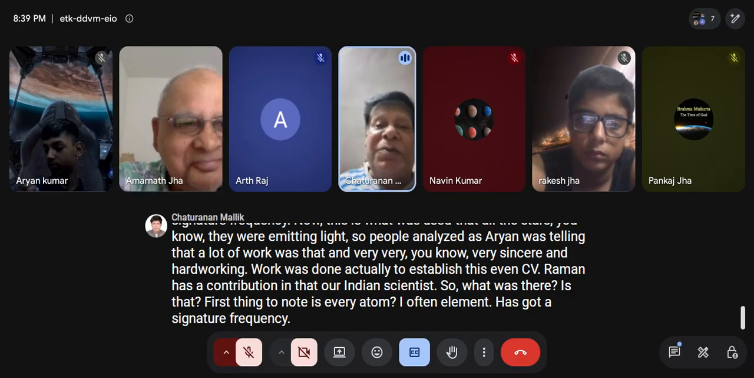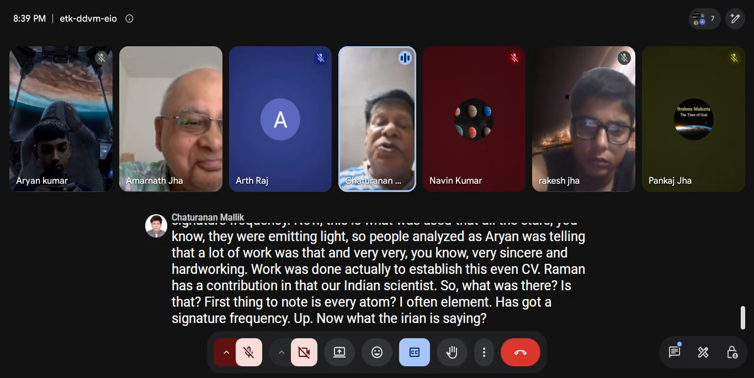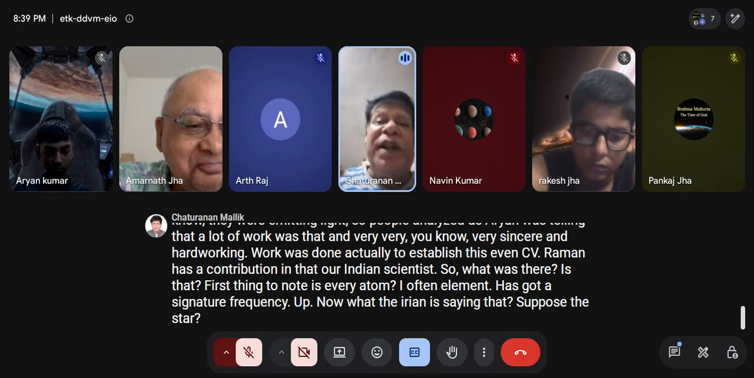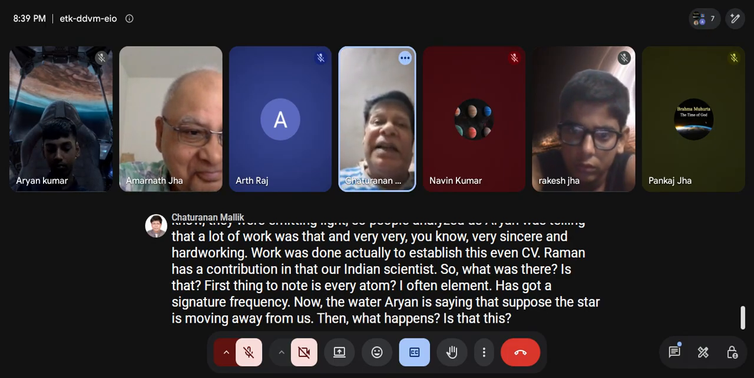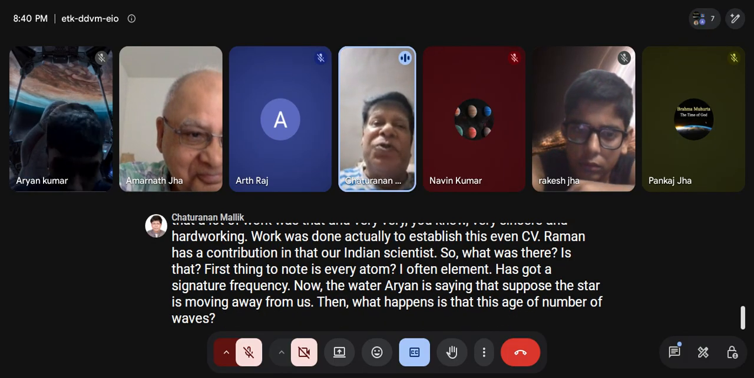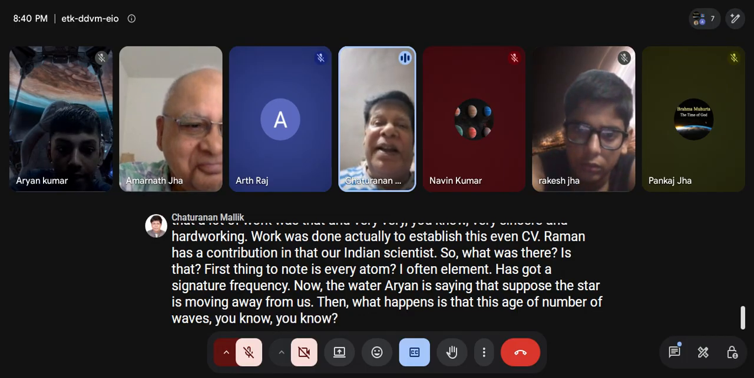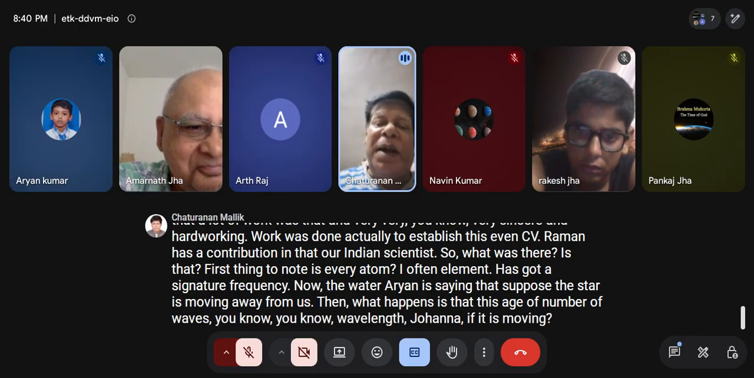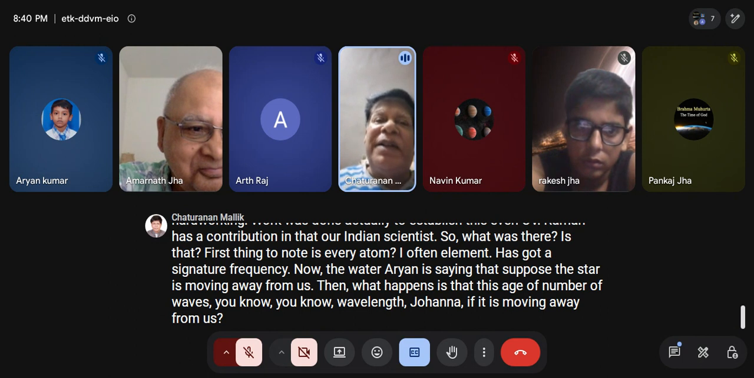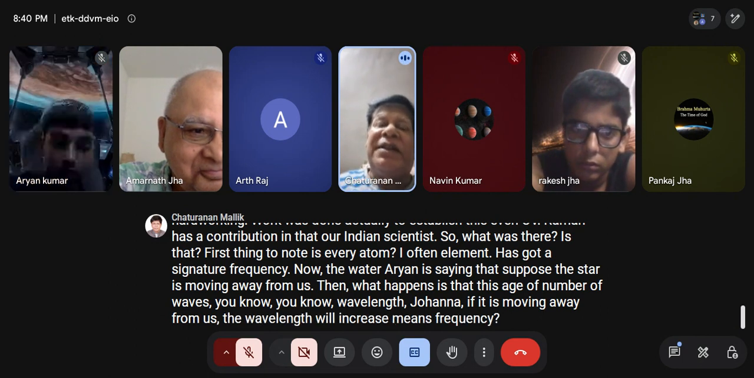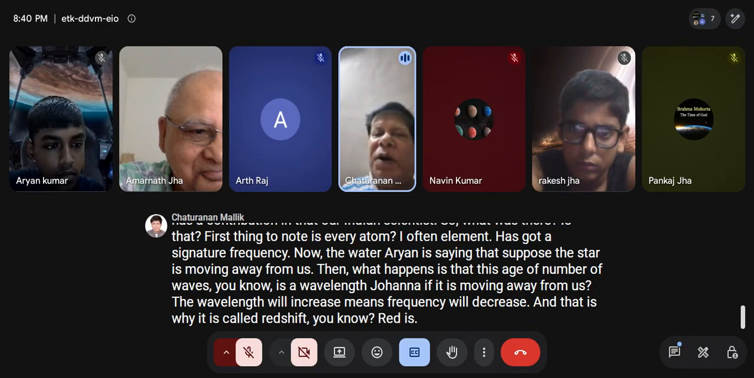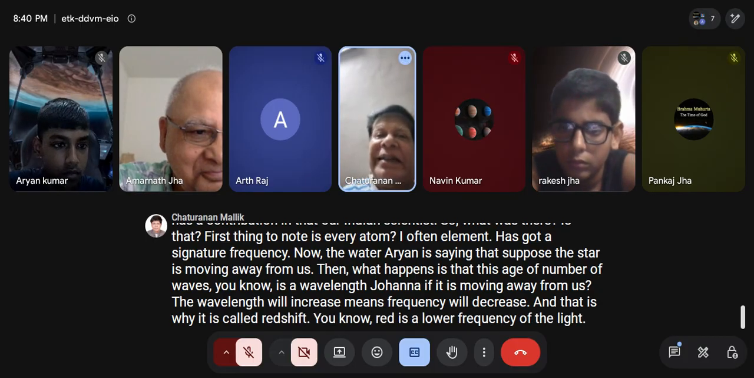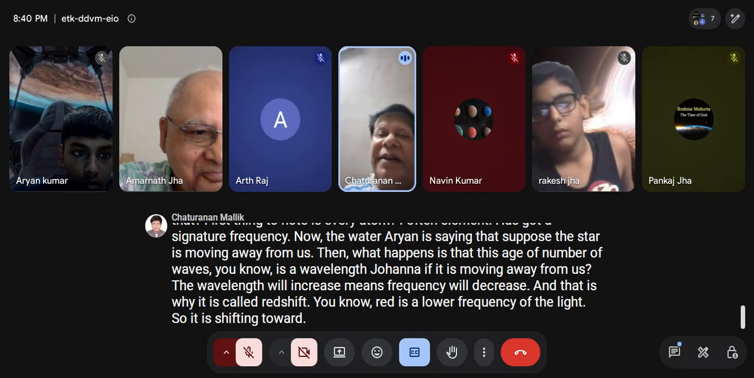Now what Aryan is saying is that suppose the star is moving away from us, then what happens is that the wavelength, ये जो number of waves, ये जो wavelength जो है ना, if it is moving away from us, the wavelength will increase, meaning the frequency will decrease. And that is why it is called red shift. Red is a lower frequency of the light, so it is shifting towards the red.